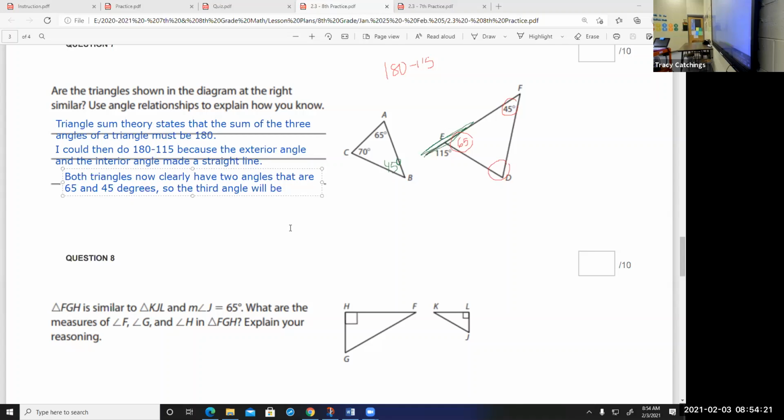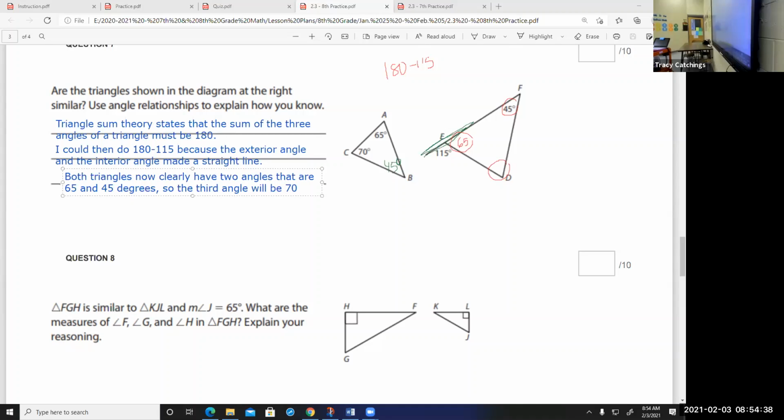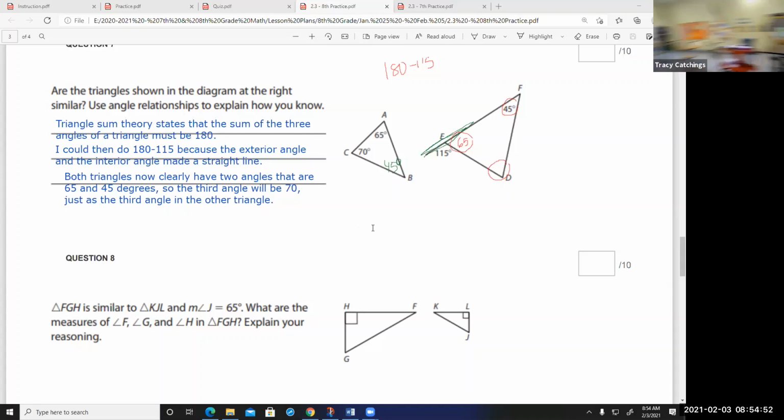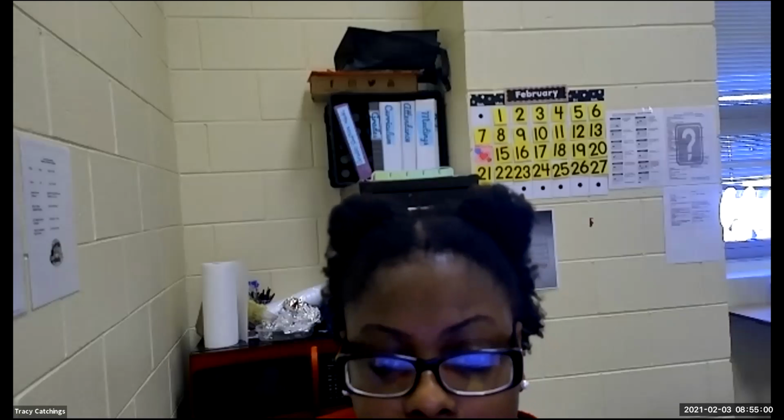Three angles add up to 180. So if I know 65 and 45, what's my third angle? 70. Okay. So that third angle would be 70, just as the third angle in the other triangle. Questions about it? All right, that's 7. That means you got 8, 9, and 10 left to do.